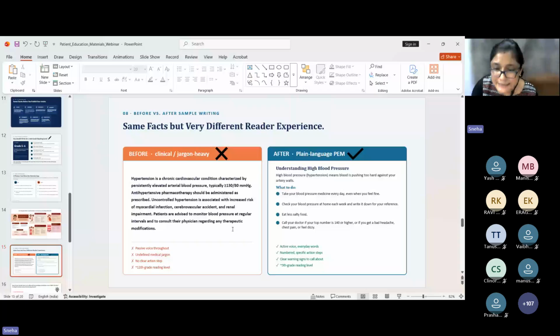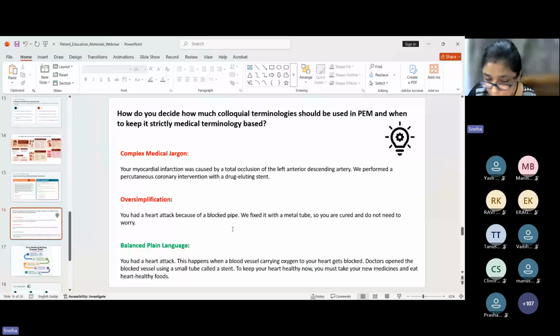Okay, this is another example, and maybe I have taken this from a question that one of you asked. How do you decide how much colloquial terminology should be used in patient education material, and when to keep it strictly medical terminology based? A very important question. You see, complex medical jargon: your myocardial infarction was caused by a total occlusion of the left anterior descending artery. We performed a percutaneous coronary intervention with a drug-eluting stent.